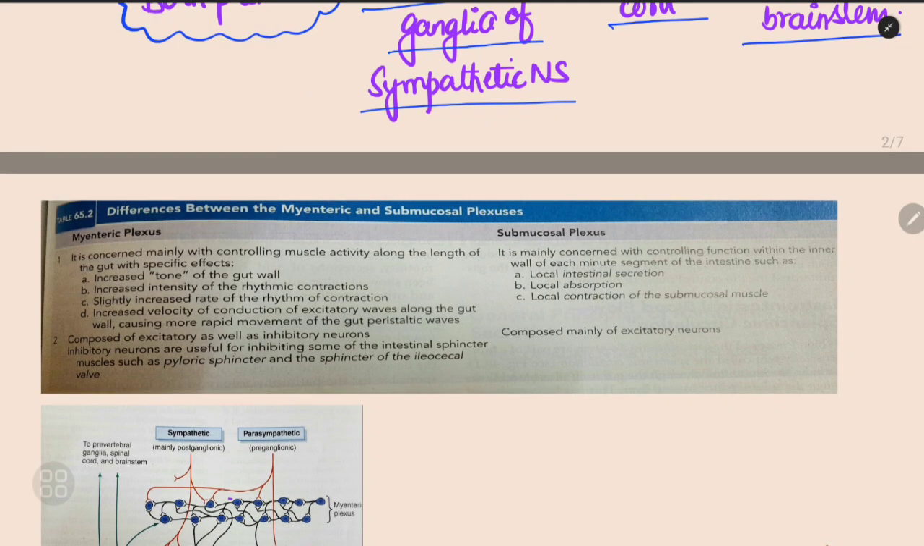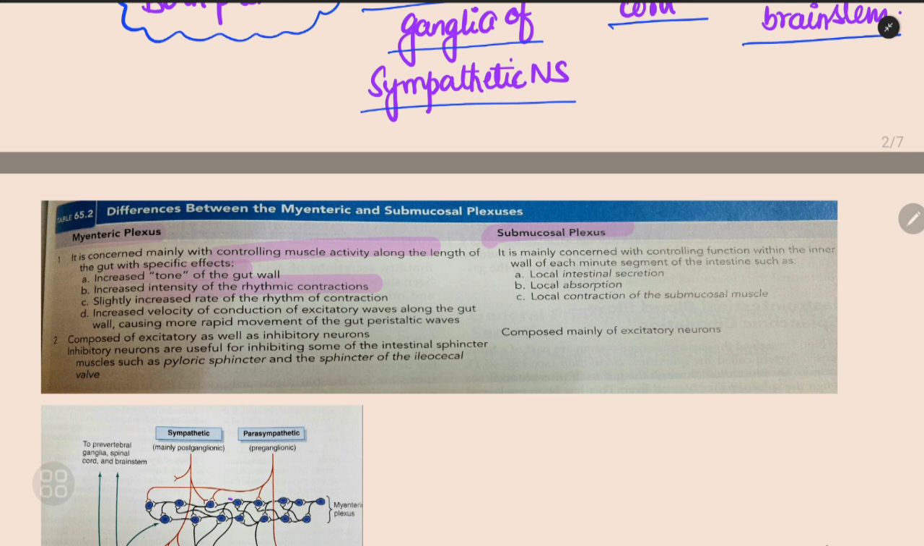Okay, now let's look at the differences between the myenteric and the submucosal plexus. As I've told you, where will the myenteric plexus be found? It will be found between the longitudinal and circular muscle. And the submucosal plexus will be found in the submucosa itself, that is Meissner's plexus. So remember that the myenteric plexus mainly controls muscle activity along the length of the GIT. That means anything related to the tone of the gut wall, the intensity of the rhythmic contractions, or increased velocity of conduction of the excitatory waves along the GIT.